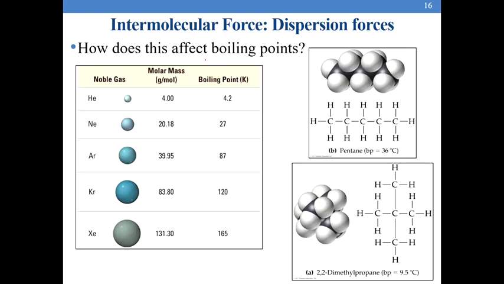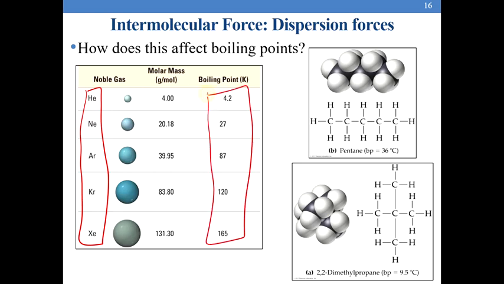So this table on the left did not come from your book, but it's showing the noble gases going down group 8: helium, neon, argon, krypton, etc. And then the corresponding boiling points in Kelvin. Do you see that the boiling points increase simply with an increase in the molar mass? Okay, so that is how dispersion forces would affect the boiling points.